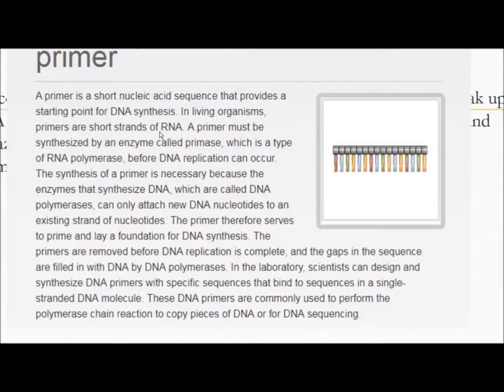A primer must be synthesized by an enzyme called primase, which is a type of RNA polymerase, before DNA replication can occur. The synthesis of a primer is necessary because the enzymes that synthesize DNA, which are called DNA polymerases, can only attach new DNA nucleotides to an existing strand of nucleotides by building the complementarity. The primer therefore serves to prime and lay a foundation for DNA synthesis. Now that's like priming the pump, right?